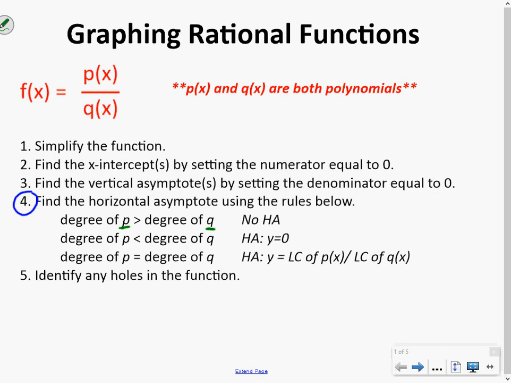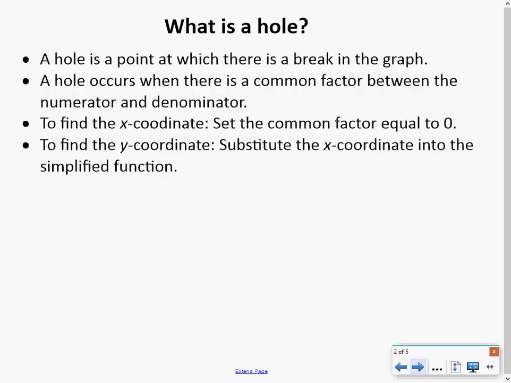Okay. The 5th one deals with finding holes in the graph. And when we're talking about a hole, we're talking about a point that has literally been pulled out and removed from our curve, leaving a hole. It's a break in the graph. And those are going to occur when there is a common factor between the numerator and denominator that we actually cancel out. So if we find a common factor that cancels, that factor is going to correspond to the hole in the graph. So we need an x and a y value, right? It's a point, an ordered pair.